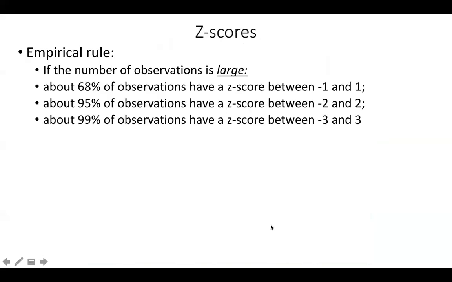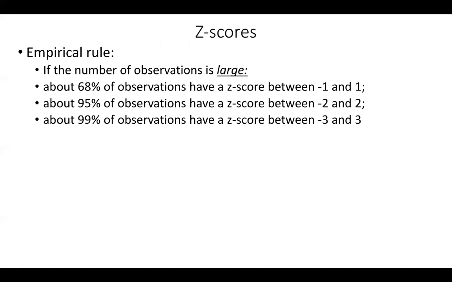When we did this last week, we talked about a couple of key rules. The first was that about 68% of observations fall between plus and minus 1 Z-scores. About 95% of observations fall between plus and minus 2 Z-scores. And finally, about 99% of observations fall between plus and minus 3 Z-scores.